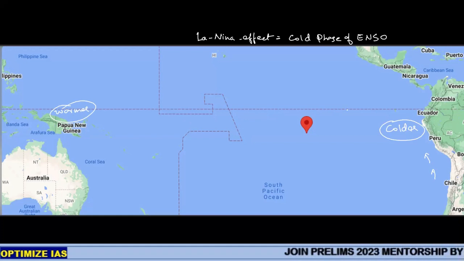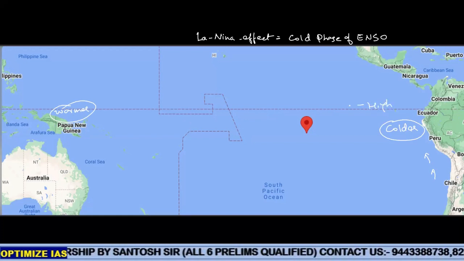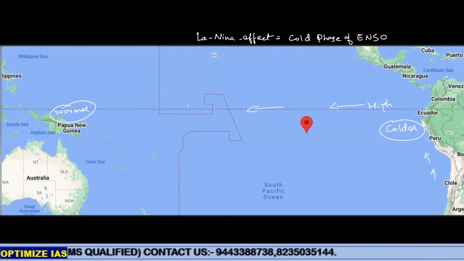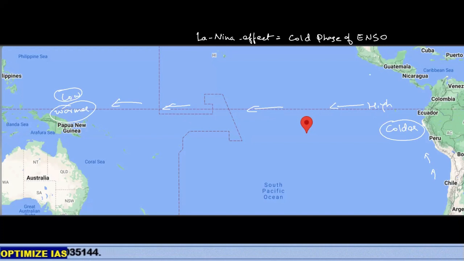And what happened to this Walker cycle, which is moving in the atmosphere from high pressure to low pressure here? What happened to this high to low? The wind here will become what? This Walker wind will be stronger or weaker, which is moving from east to the west?